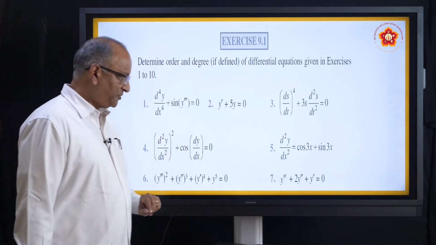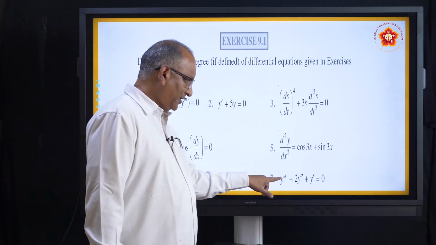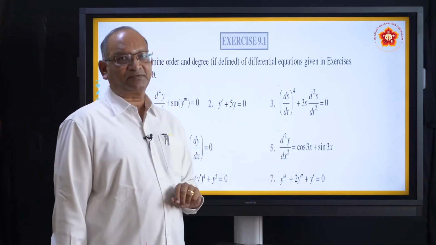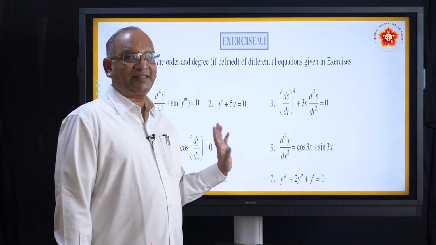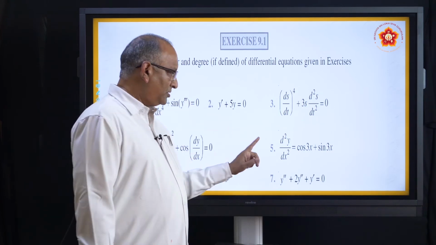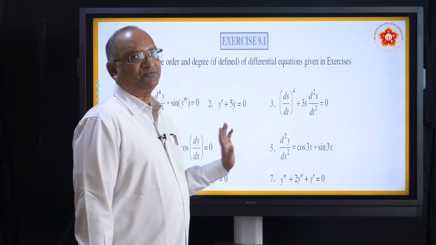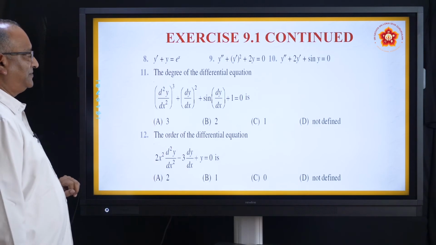Come to the seventh problem. Here also you have third order, second order, first order derivatives. Highest order is third order. What is its power? Nothing is mentioned, so it is 1. So the order is 3 and the degree is 1. Come to the next question.